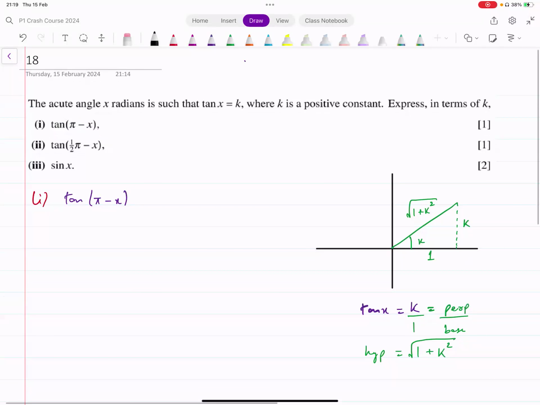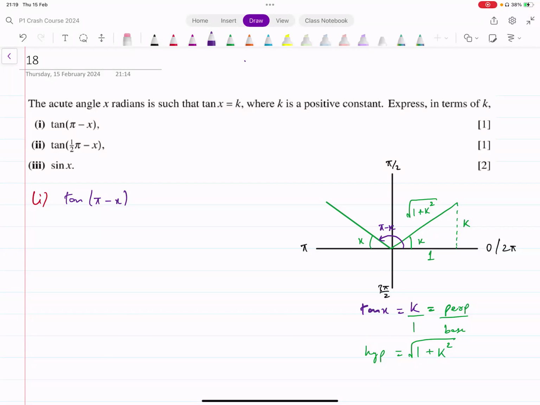Because remember, in radians, this is 0. This is pi over 2. This is pi. And then this is 3 pi over 2. And then this is again 2 pi. We are doing pi minus x. X is an acute angle. When you do pi minus x, we would be somewhere around here, such that this angle is x, and this angle is pi minus x. All right.